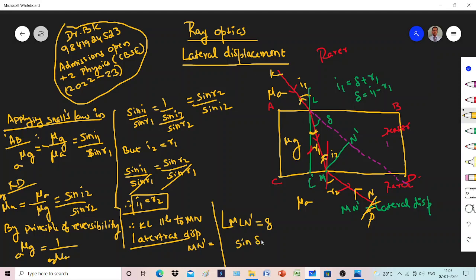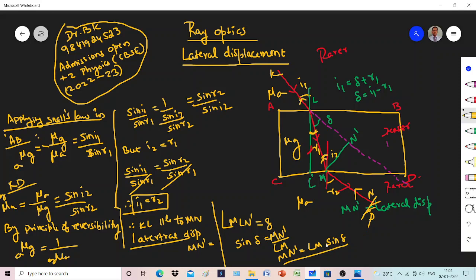So sine delta is nothing but, so MLN dash, sine delta is nothing but opposite by hypotenuse. This opposite side is MN dash, hypotenuse side is LN. So I want to find only MN dash as I told. So I'm just rewriting this formula. MN dash is equal to LM sine delta. Okay, now I want to find sine delta and then I have to substitute here.